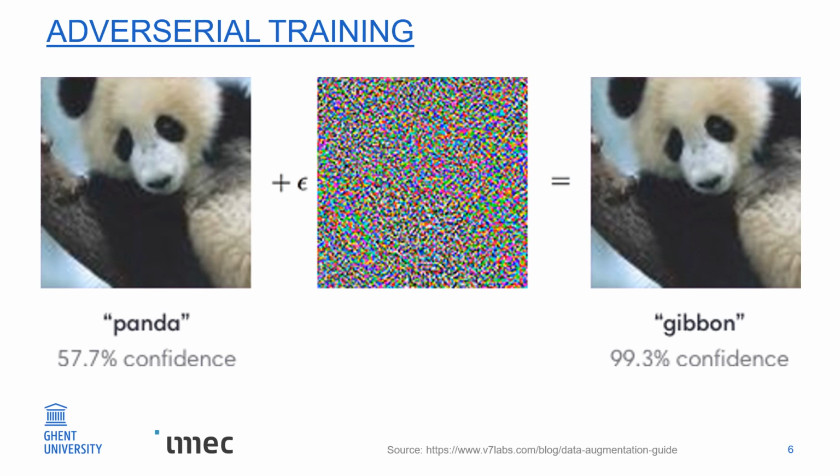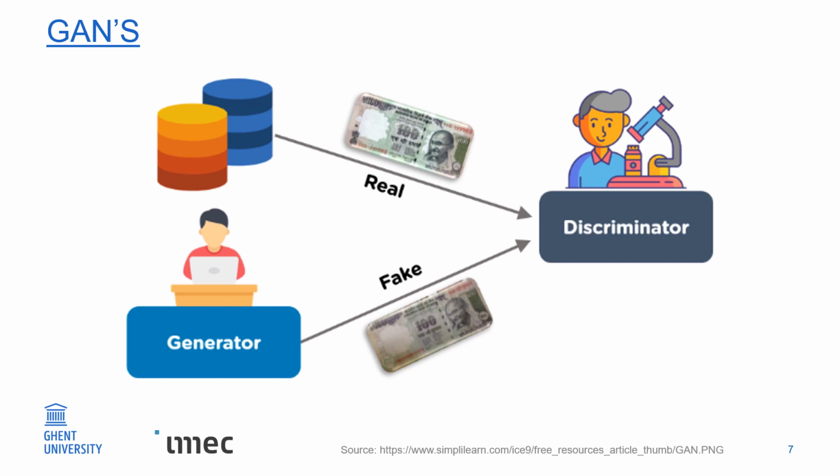A second, more advanced technique is using GANs to make new images. GANs, or generative adversarial networks, are a machine learning technique that, given a set of input images, can create images that are very similar to these, and this can be used to extend a given data set.